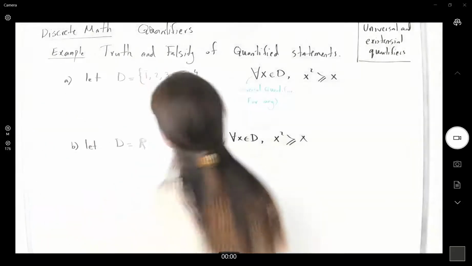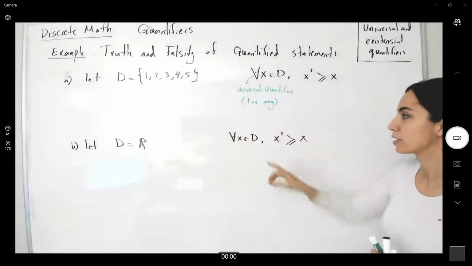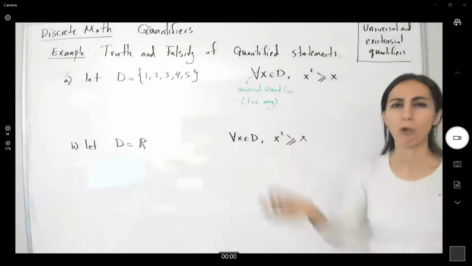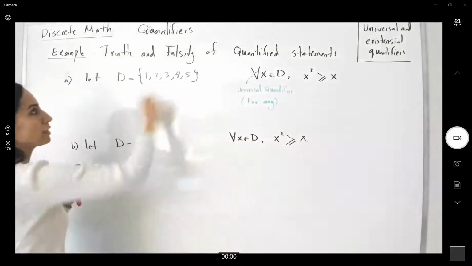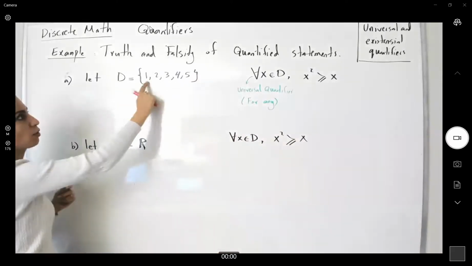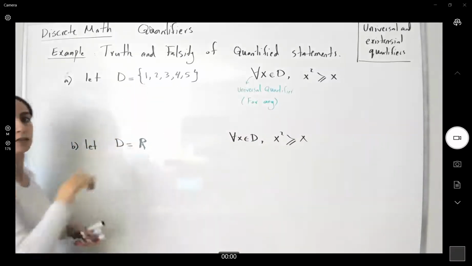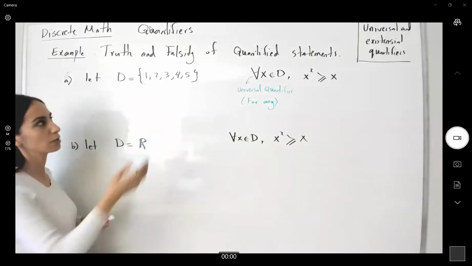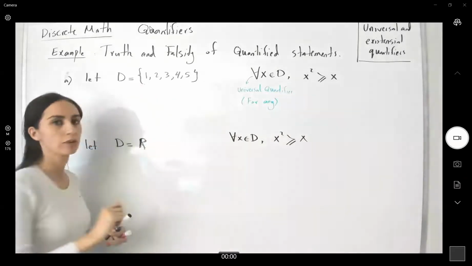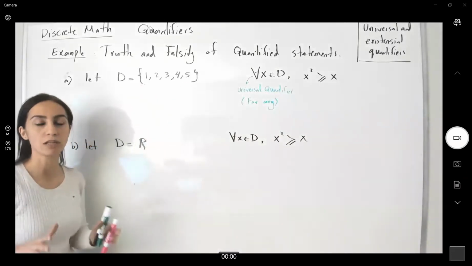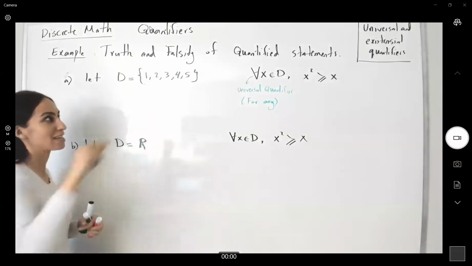Very well. So we have universal statements here. It says for any x in D, what is D? Okay, D is given to us, the domain is 1, 2, 3, 4, 5. So for any, I might select 1, you might select 2, another student might select 3, another one might select 4, the other one might select 5. So when you have a universal statement, you have to check for every element in that set.